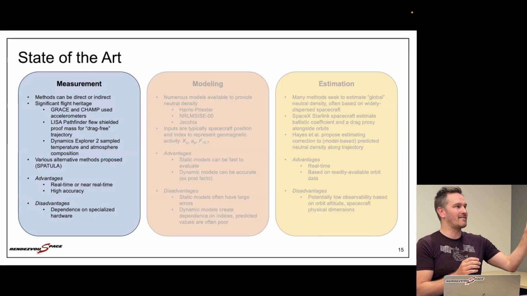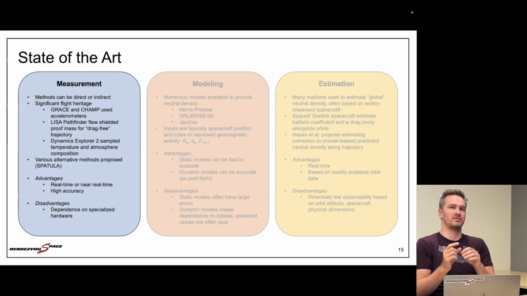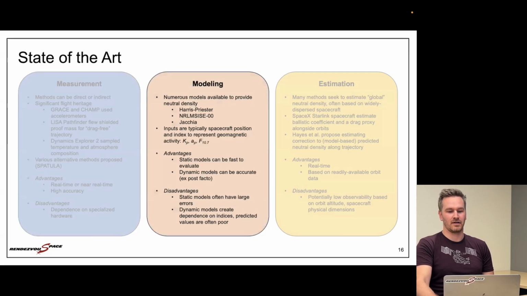And there's been a variety of other methods proposed requiring specialized hardware. Spatula is a fun one. It's a CubeSat with just basically a spatula attached to it, and it measures drag torque. Advantages to this are you get real-time or near real-time data about atmospheric drag, and they can be extremely high accuracy. The disadvantage, of course, is its dependence on specialized hardware, and so that rules it out for us.